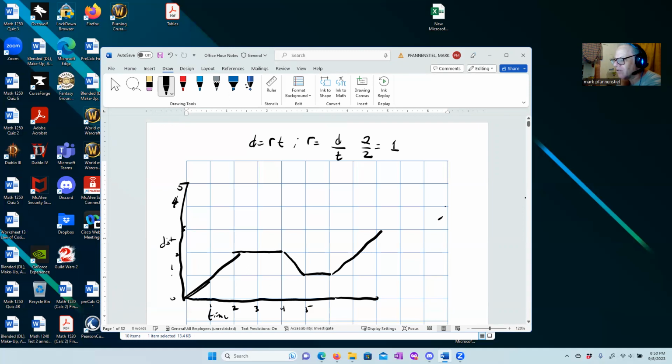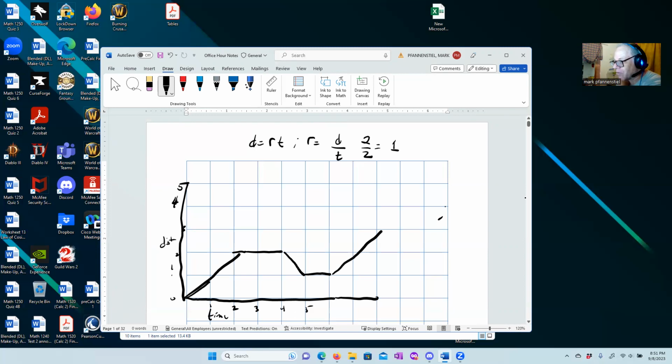Okay, so we'll look at what happens from time equals 2 to time equals 4. Well, we stayed at the same distance. We're not moving anywhere. The distance remains at 2. The time progressed, the clock changed, but the position didn't. So that speed is going to be 0.